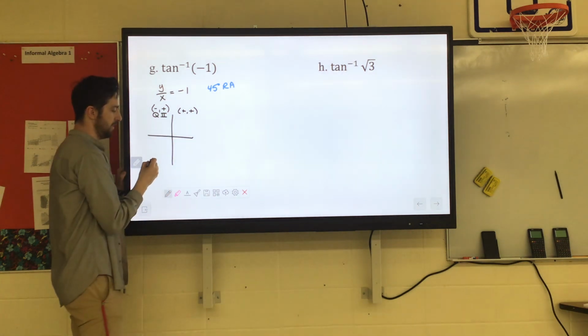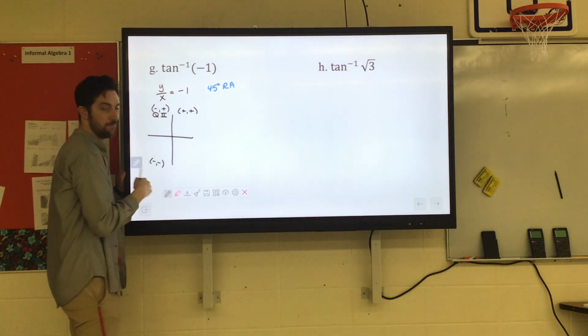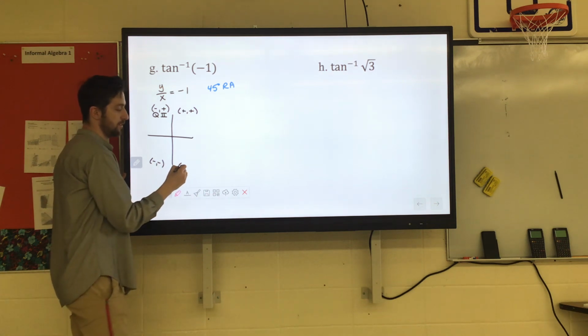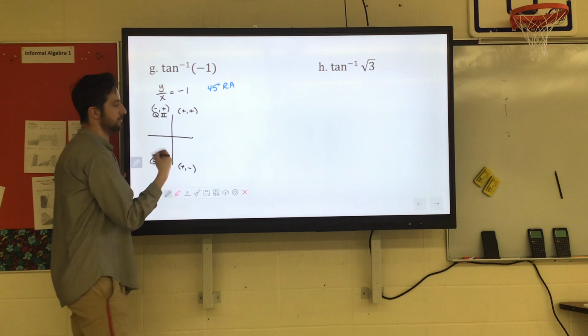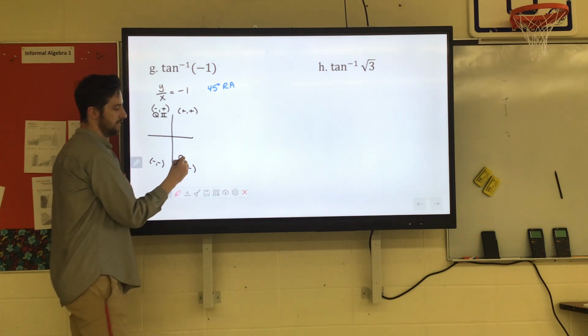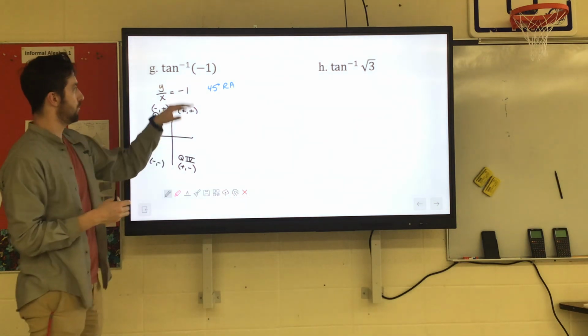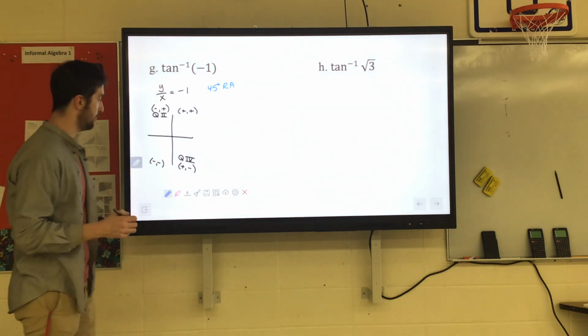Quadrant 3, they're both negative, and if you have a negative divided by a negative, it's positive, so that won't work. And then quadrant 4 is positive and negative, which is what we need. So we're in quadrant 2, quadrant 4. I know it's a 45-degree reference angle.